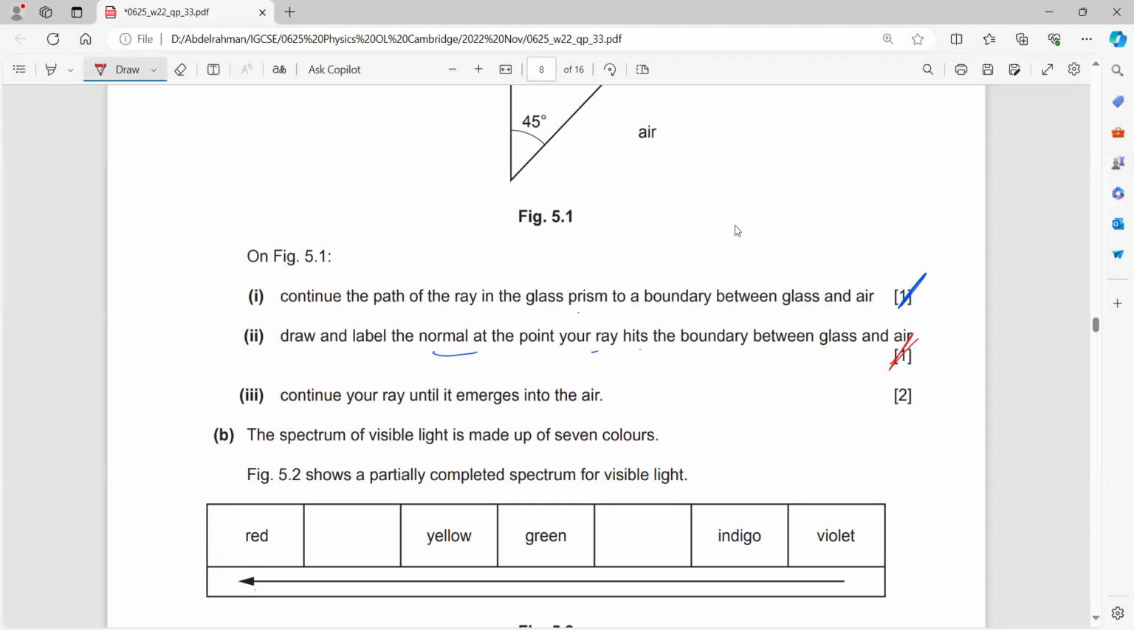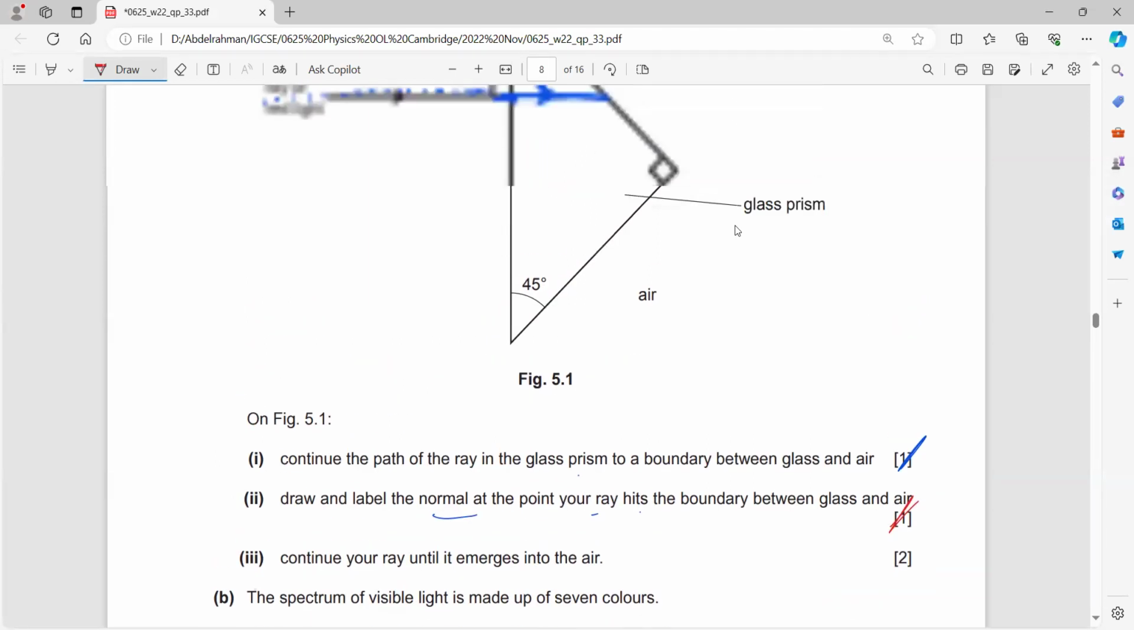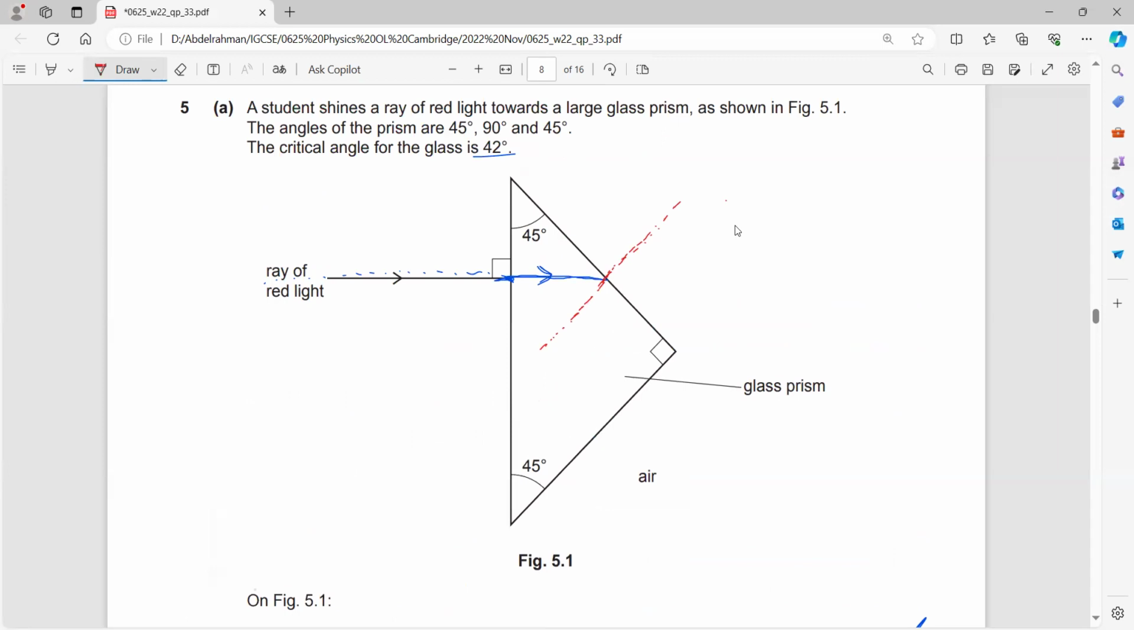Continue your ray until it emerges into air. At this point, what is the angle of incidence? 45. At this point the angle of incidence is 45. Why is it 45? This is the angle of incidence. It has to be 45, since it's a 90 degree prism, 45, 45, 90. I'm pretty sure that this angle has to be 45.